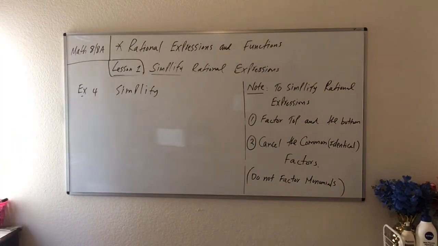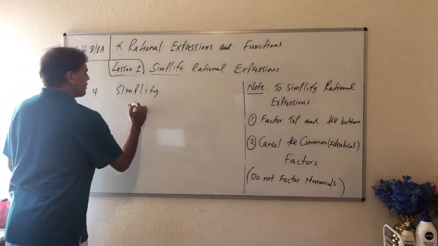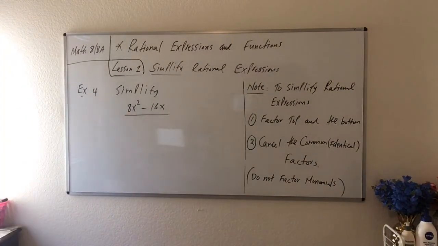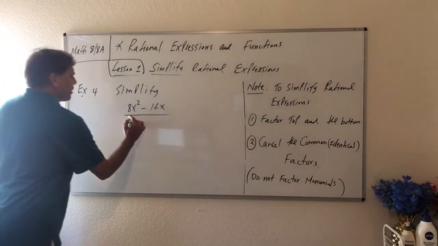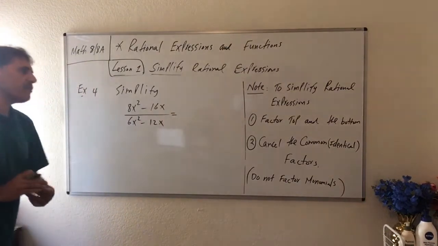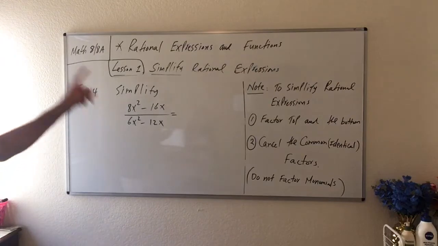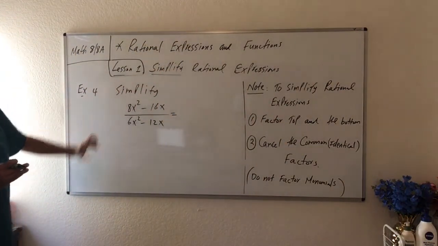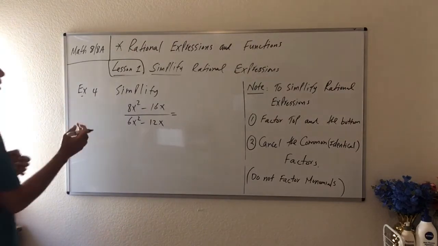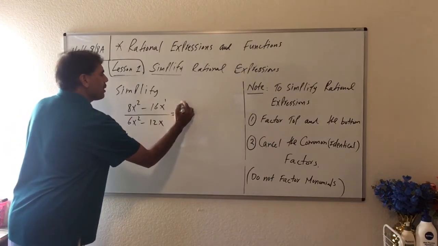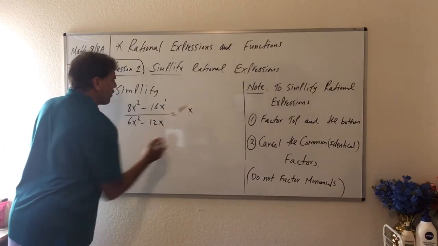This is 8x squared minus 16x. That's the binomial, GCF. How you factor a binomial: GCF. And the denominator is 6x squared minus 12x. Okay. So first step, remember, do not do anything. Just factor. Factor top and the bottom. And keep in mind, for the binomial we always use the greatest common factor. If there's a variable, we always take the smaller power out. x is coming out for sure.